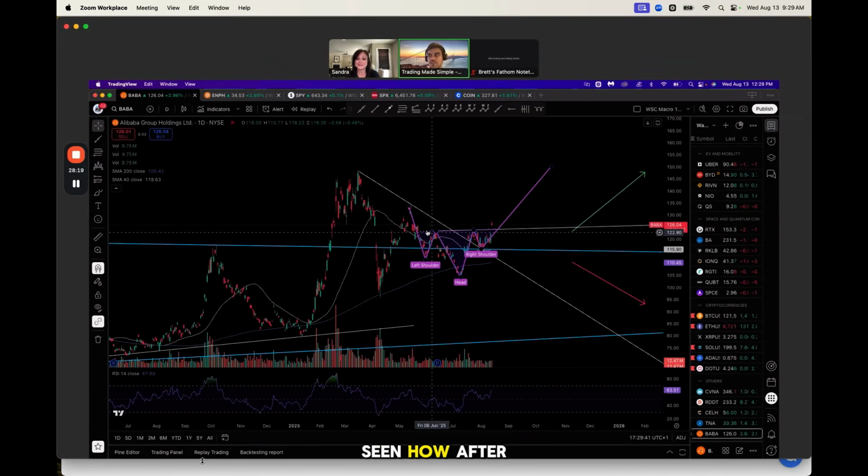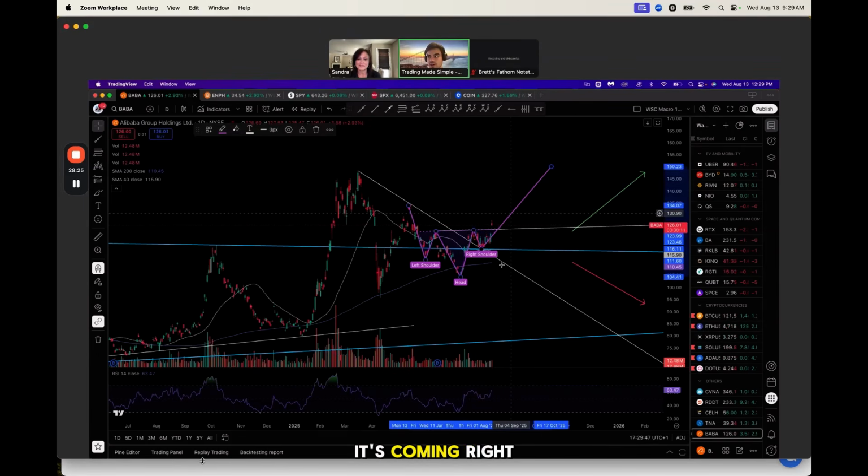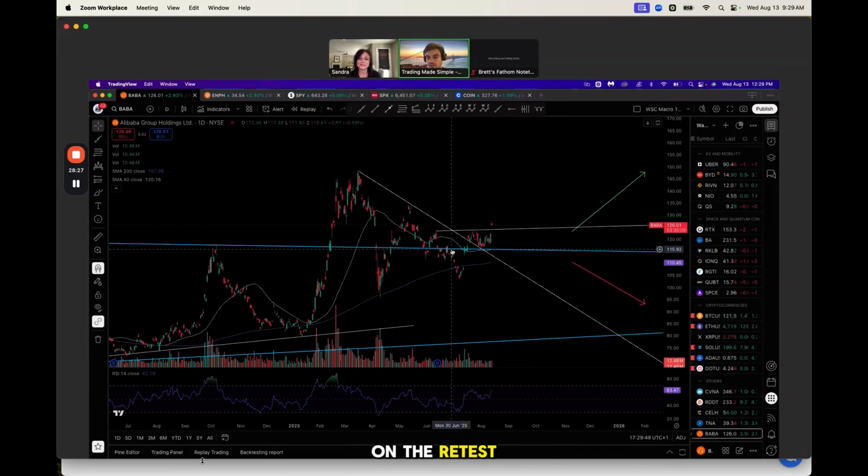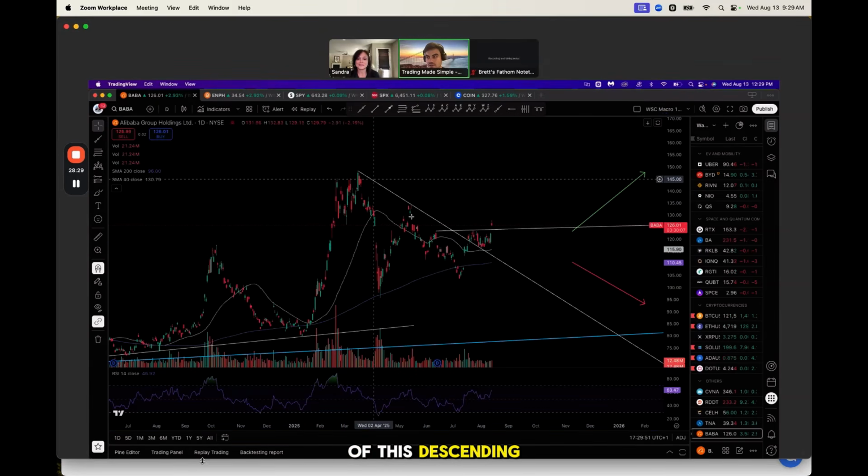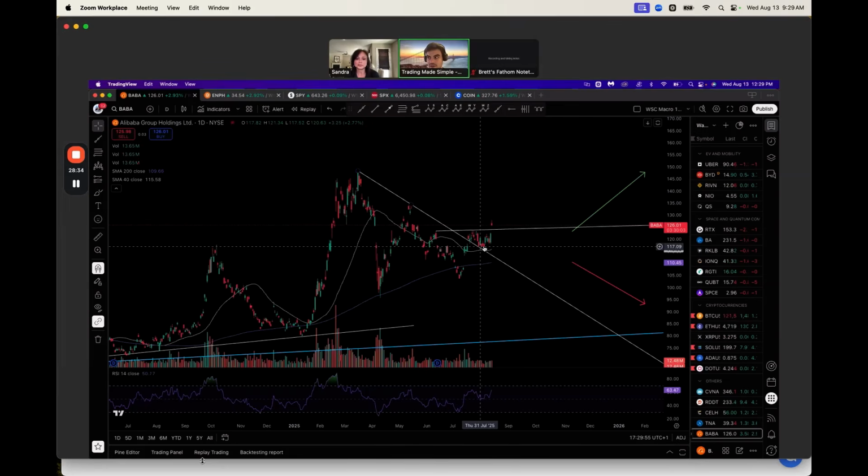So we have seen how after this pullback, we are forming this inverse head and shoulders. And where is it coming? It's coming right on the retest of this descending trend line. So when did that happen? That happened August 5. Then here we were on August 11.